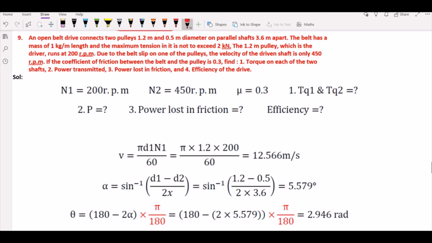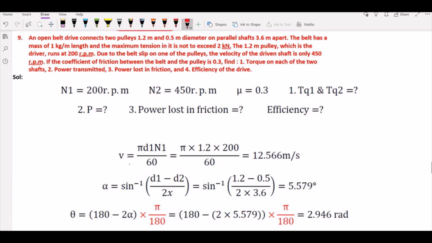So first case, if you want to calculate the torque, how do you calculate it? That is T1 minus T2 into R, whereas the power is T1 minus T2 into V. Here the speed is 200 rpm, which is given, so that is about the calculation of the torque. Next is how to calculate power. Power is the same, T1 minus T2 into V, and the next is power lost in the friction, and next efficiency. We'll go one by one.